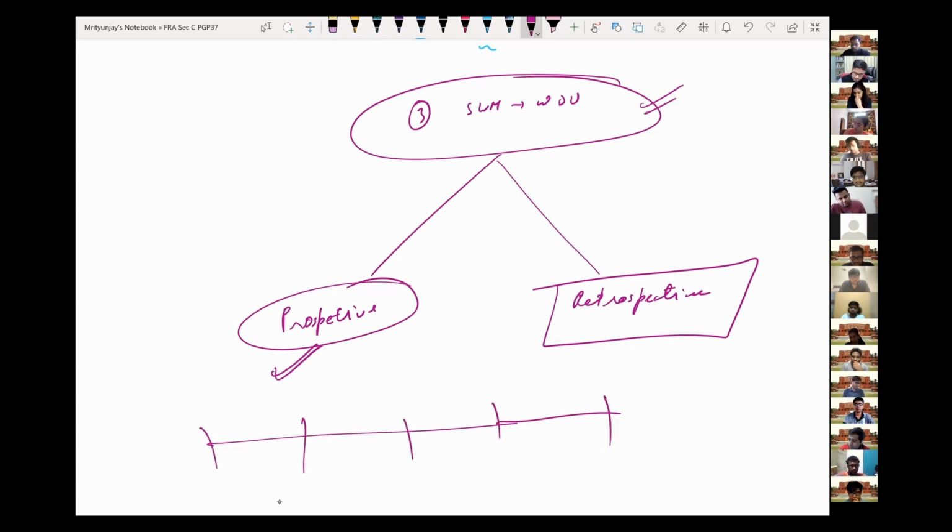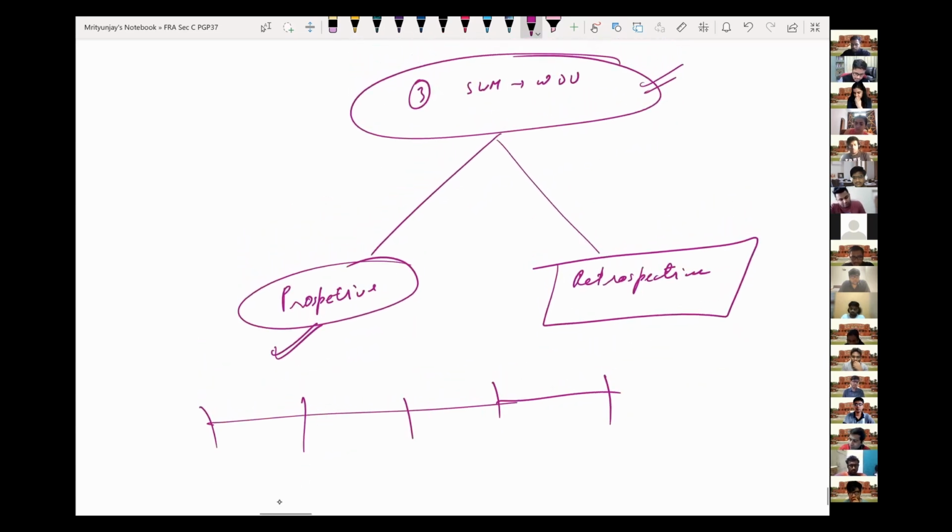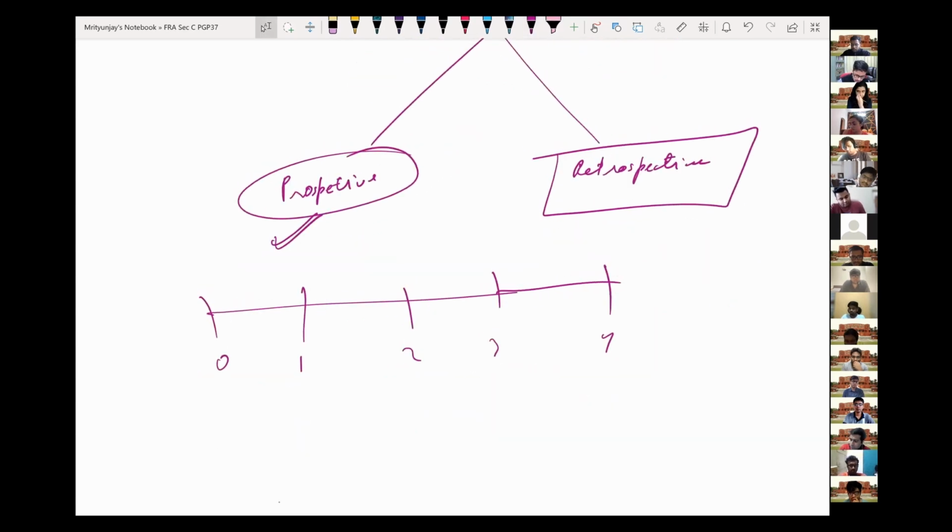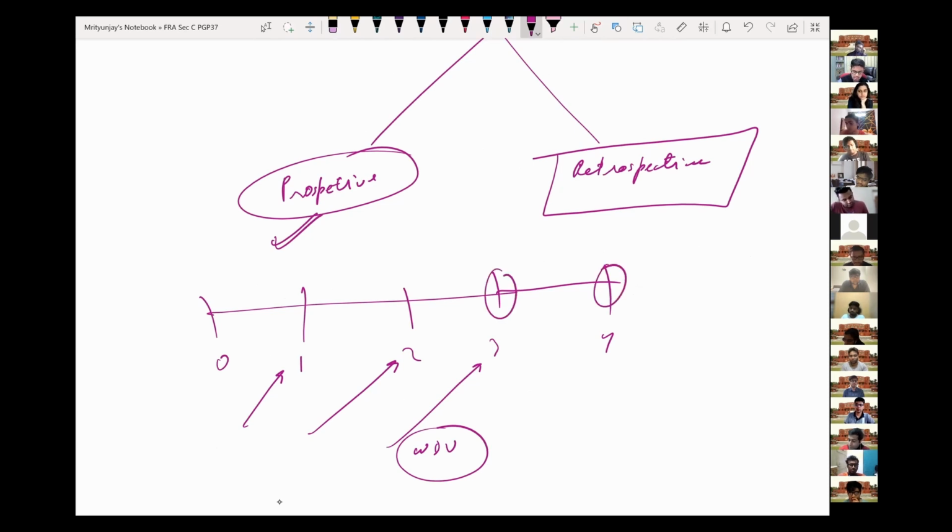Let us say you have an asset, and let us say year 0, 1, 2, 3, 4, and so on. Let us say in year 1 you have used SLM, in year 2 you have used SLM, and in year 3 you want to use WDV. So prospective means that this year and this year just use the new method. That's it. Don't think too much.